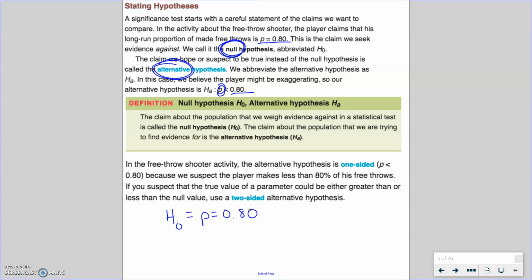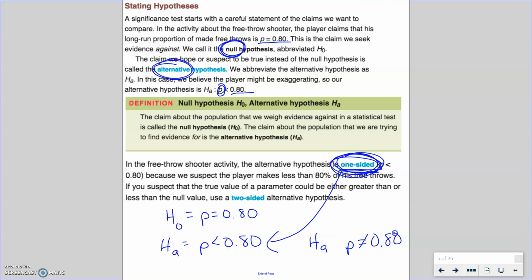Our alternative hypothesis, or what we're trying to prove, what we think is the case, is that he's lying, and we think it's less than 80%, okay? The other thing we could say for an alternative, this is considered a one-sided alternative hypothesis. We could actually also say, you know what, I think it's anything other than 80%, making it 2-sided. So what that would look like is that P is anything but 80%, okay? That would be what's called 2-sided.